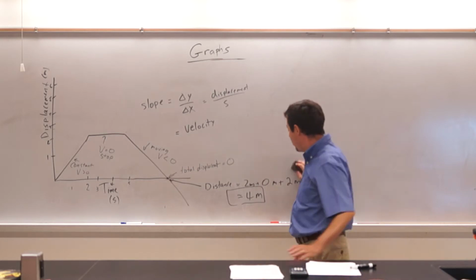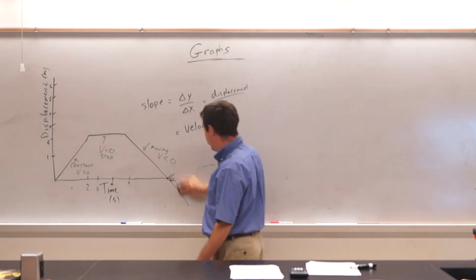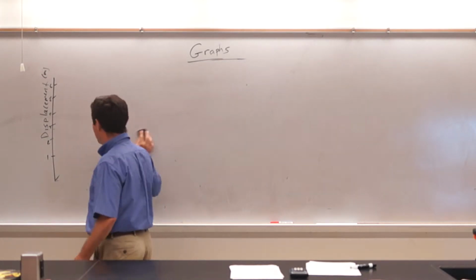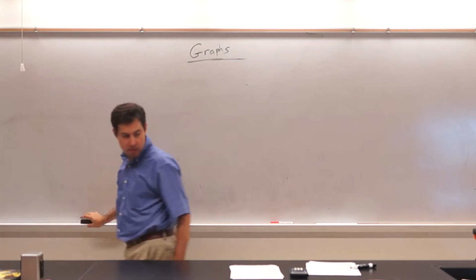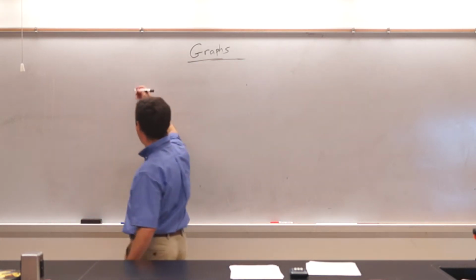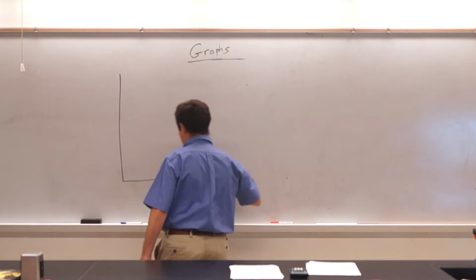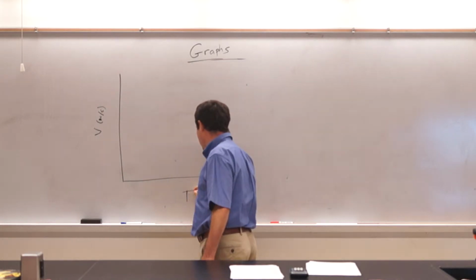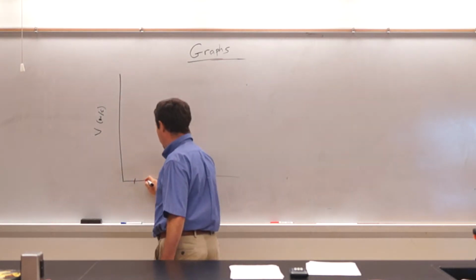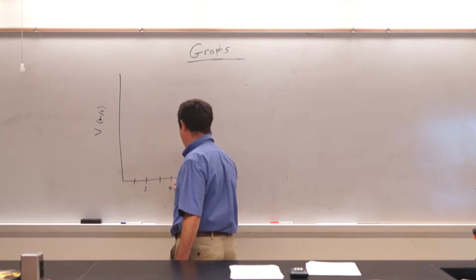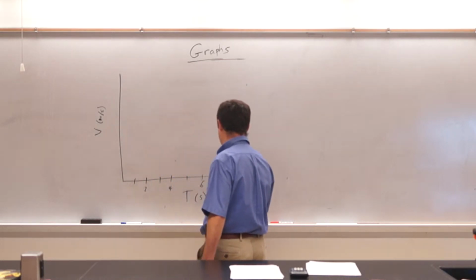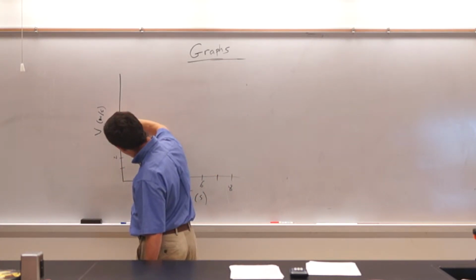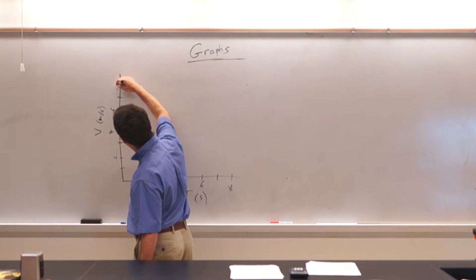I want to put up now a different kind of graph. That's a velocity time graph. And a velocity time graph might look very similar to a displacement time graph, but that does not mean that the same things are happening. Velocity, we'll say, is in meters per second. Time is in seconds. And let me give us some units. 2, 4, 6, 8. 2, 4, 6, 8.